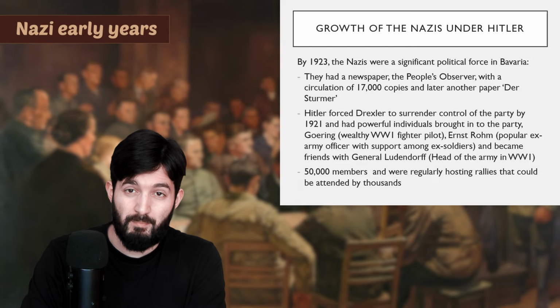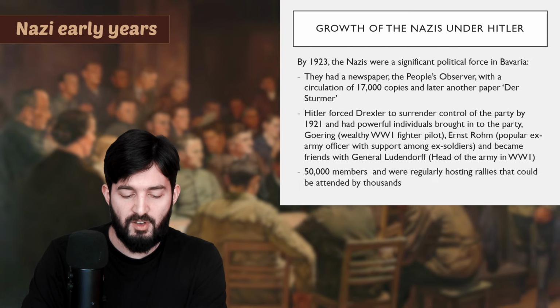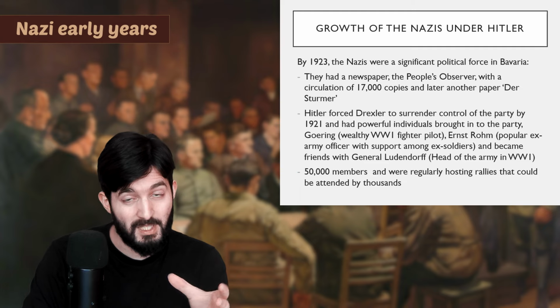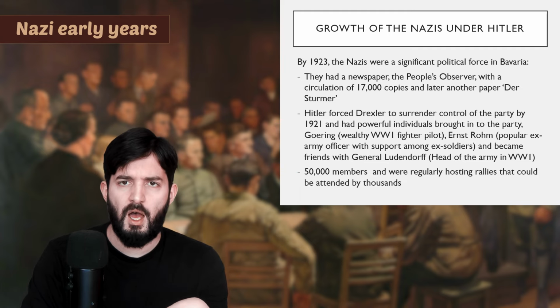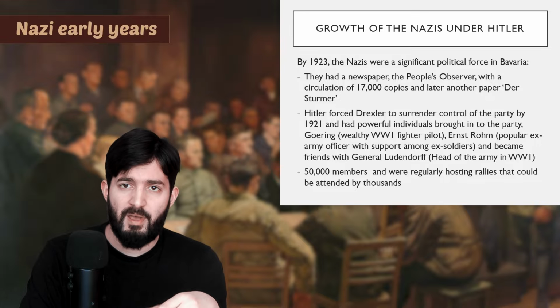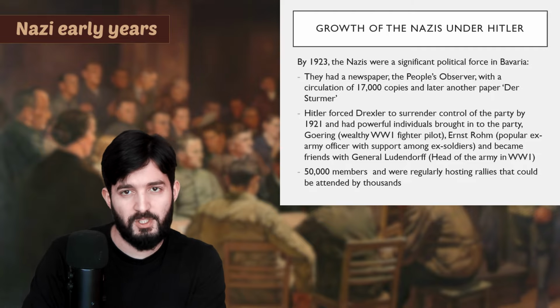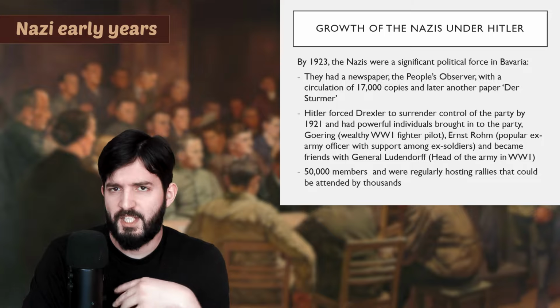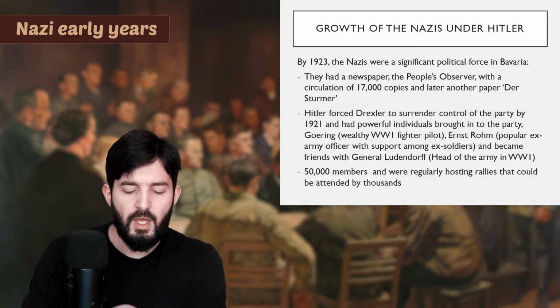So if you look at the big individuals who come into the party, you first of all have a guy called Hermann Goering, who ends up being a very prominent figure of the Nazi Party up until the end of the Second World War, who's from a very wealthy aristocratic background, but had famously been a First World War fighter pilot. Towards the end of the war, they actually brought in planes that were able to fight. He was actually quite a decorated fighter as well.